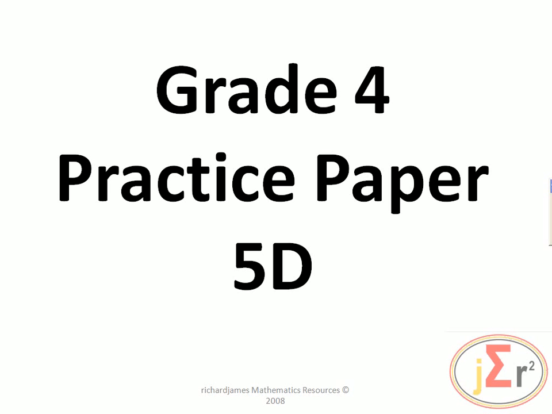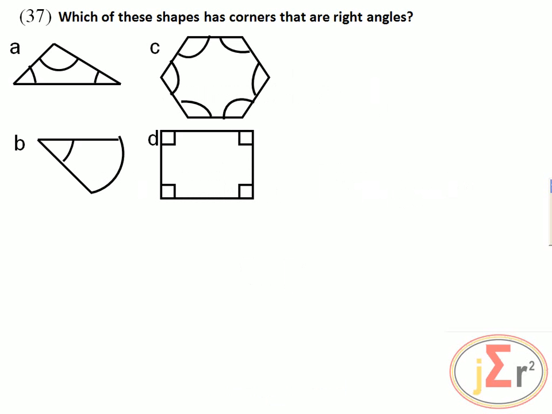This video presentation will be shorter than the other D videos because the written, or what we call the essay type questions, are not included. We will begin at problem number 37. Which of these shapes has corners that are right angles?